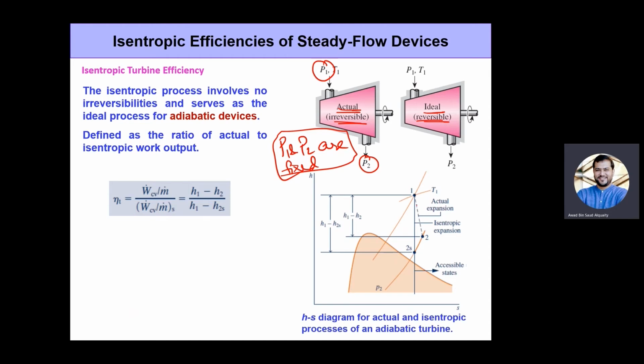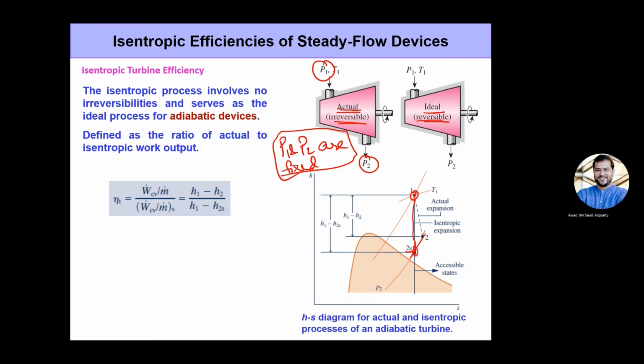So we are starting at state one at P1 and T1 is fixed. No question about that. The pressure at which we are going to reach is also fixed. This is a constant pressure line, as you see here. The only question is where exactly is state 2. If the process is isentropic, it moves along the straight vertical line and ends up at state 2s, right? 2s indicating it's an isentropic process.